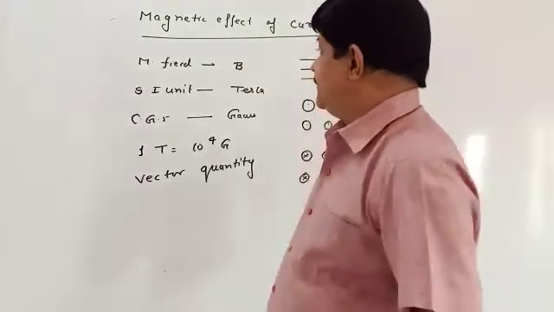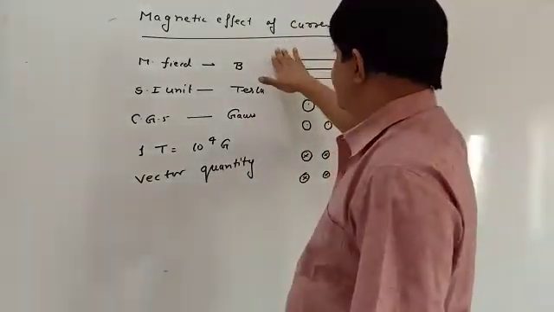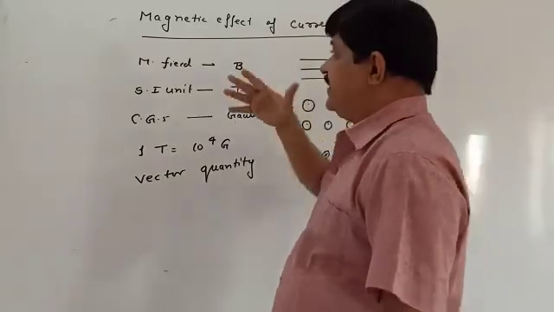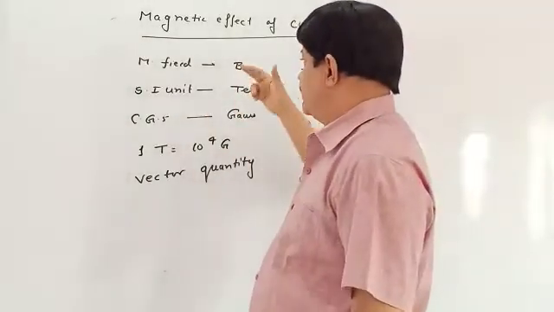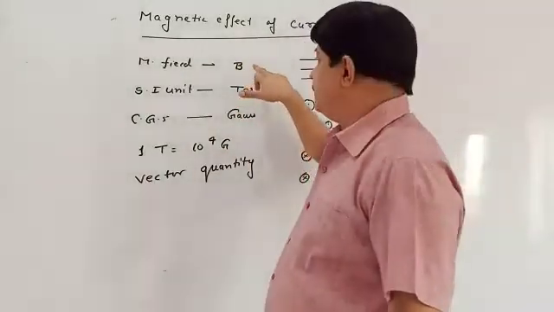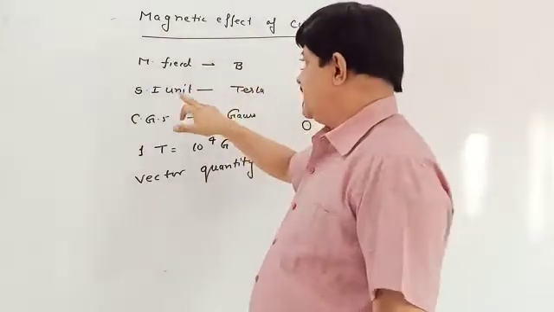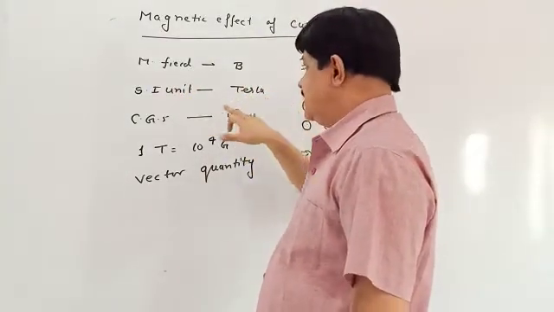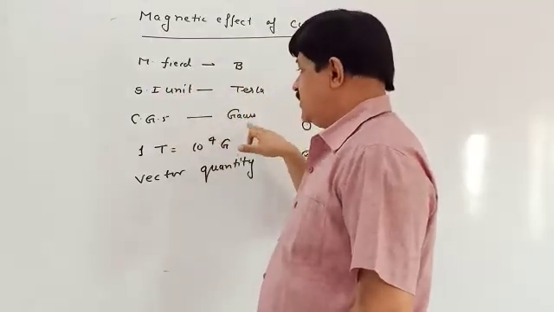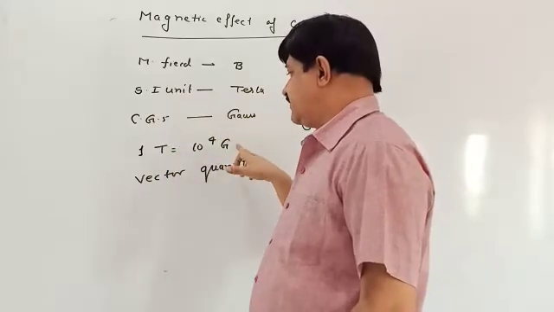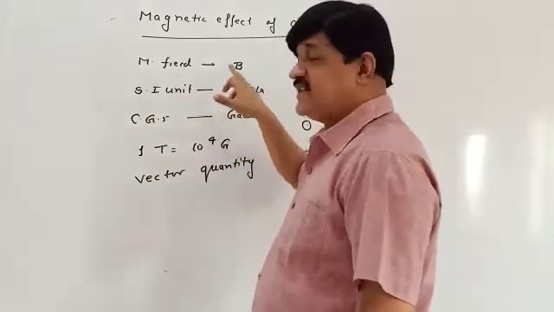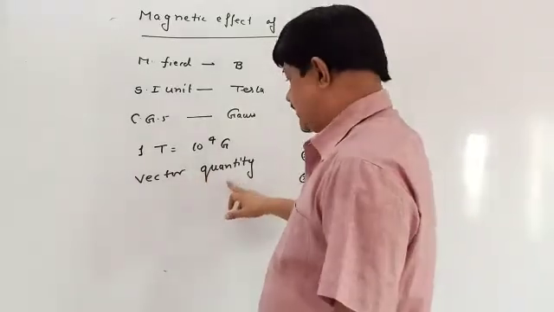Another unit of class 12th is magnetic effect of current. Whenever we deal with magnetic field, it is always denoted by a symbol B, capital B. Its SI unit is Tesla, CGS unit is Gauss, where 1 Tesla is 10 raised to power 4 Gauss. Magnetic field, just like electric field, is a vector quantity.